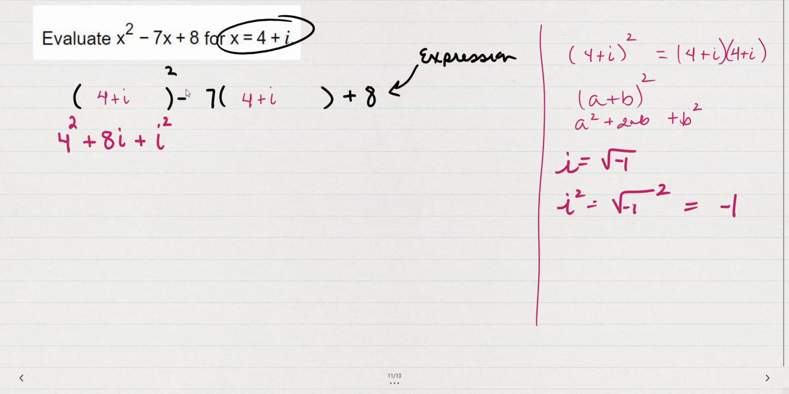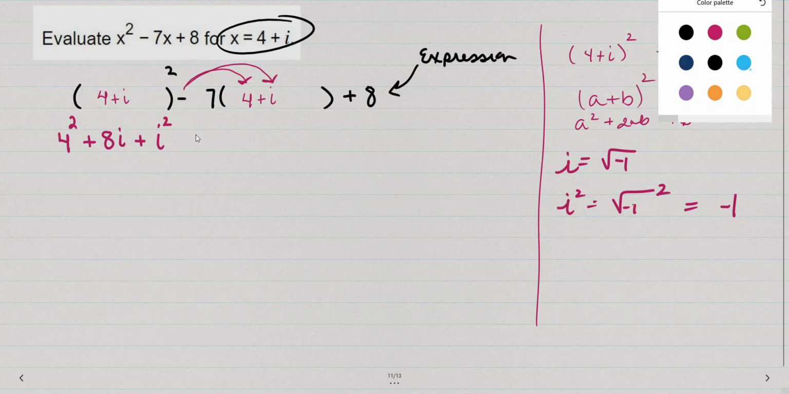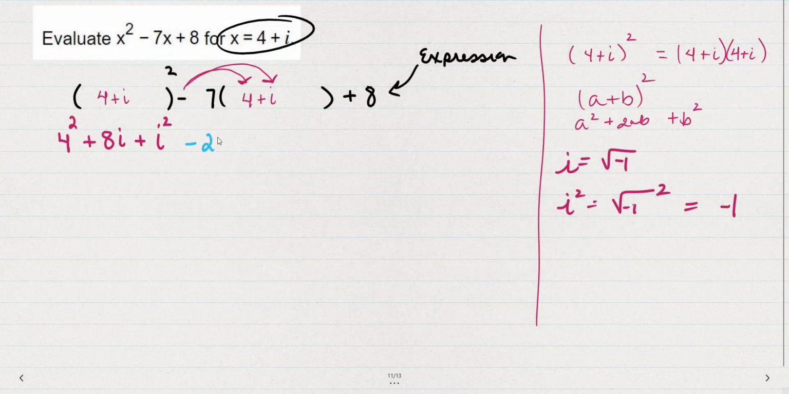Now be careful with this minus here, because this is a negative 7 times 4 and a negative 7 times i. So for this next piece, I'd get negative 7 times 4 is negative 28, and then negative 7 times i is negative 7i, and then plus 8 hanging off the end here. So simplifying this a little bit, I recognize that the i squared is just a negative 1. The 4 squared is 16. So I have 16 minus 1 minus 28 plus 8.